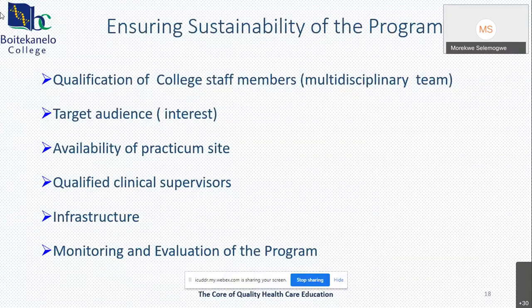Monitoring and evaluation is embedded in terms of developing a program. How are you going to monitor and evaluate? Fortunately for us, to be accredited or registered, you have to show when you are going to monitor. We get feedback from students in terms of evaluation of the program every semester for all programs, besides just the one that I am talking about.